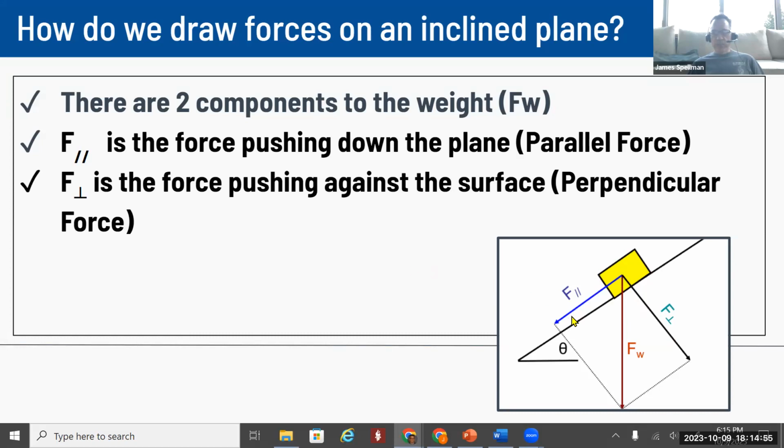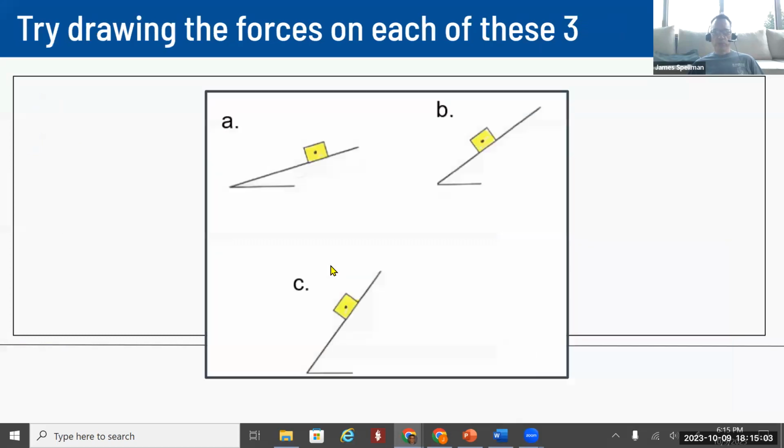So that's how we draw it. The weight's going to go straight down. The parallel force is going to run parallel to the ramp. The perpendicular force is going to go straight into it. So sketch these out. See if you can get an idea of drawing the forces on each of these three things and how they would change if you were drawing all the arrows that you had. So I want to pause the video for just a second, sketch these out, and see what it ends up looking like.